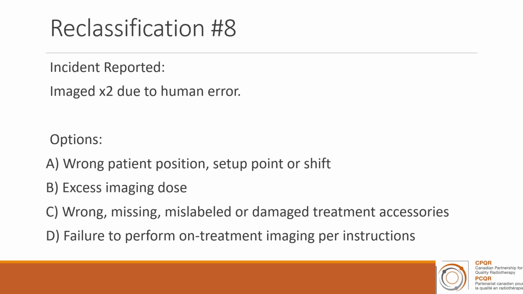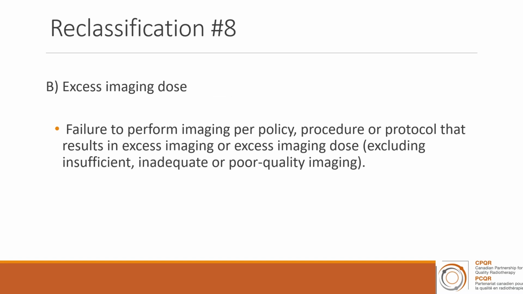The RO wanted a cone beam CT. Number 8, imaged times 2 due to human error. Our options here: wrong patient position, setup point, or shift; excess imaging dose; wrong, misleading, or missing, mislabeled, or damaged treatment accessories; failure to perform on-treatment imaging per instruction. So in this case, I chose excess imaging dose, a failure to perform imaging per policy, procedure, or protocol that results in excess imaging or excess imaging dose.